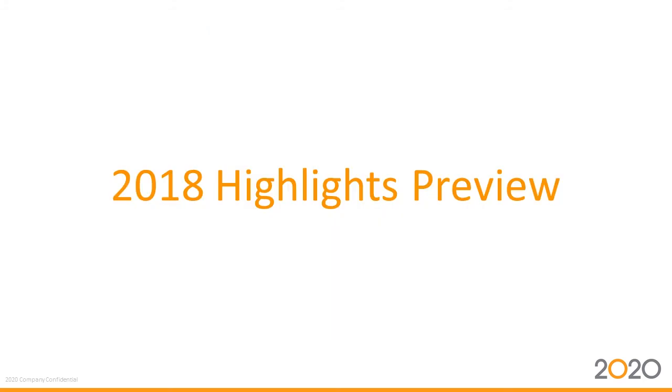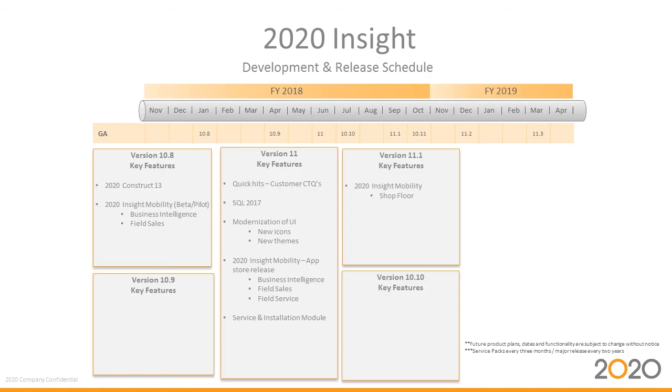And now we can look at some of the things we're planning on doing in 2018. What I want to show is the 2020 Insight Roadmap at a high level for 2018. One thing that you will notice is the release cadence. We are changing from every 4 months in 2017. In 2018, we will go on a 3-month cadence for service pack releases, and we will move to a biannual, so every other year, major release, with a major release, version 11, coming out in June of 2018.